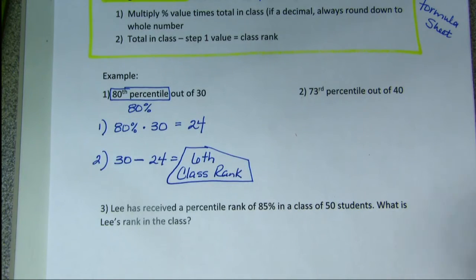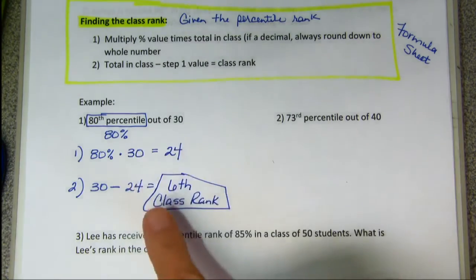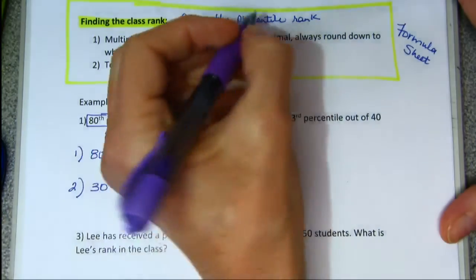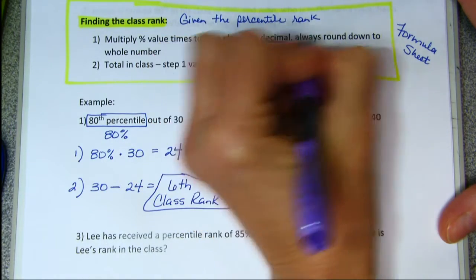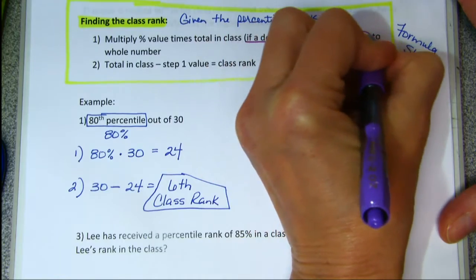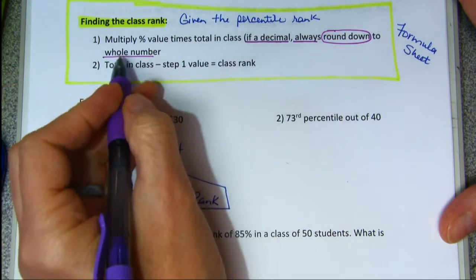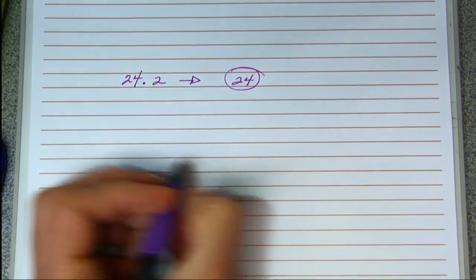Okay? All right, now I want to jump up here to step one, and I need to now point something out that did not occur here. In step one, when you multiply the percent times the total, we got a whole number. If you calculate a decimal, always round down to the whole number. Here's what I'm saying. In step one, I'm going to come over here. Say in step one, we got, say, 24.2. Well, I'm always going to round down, so I'm going to use 24.